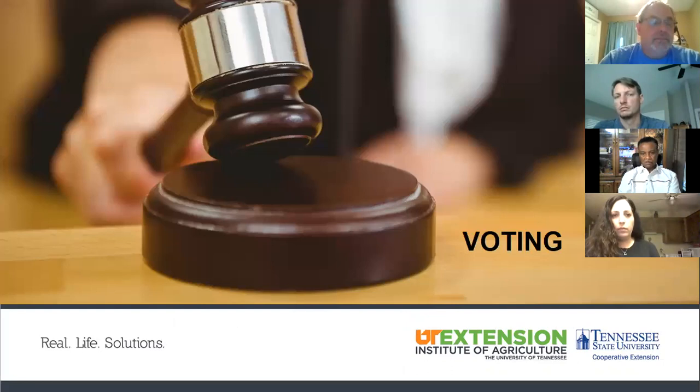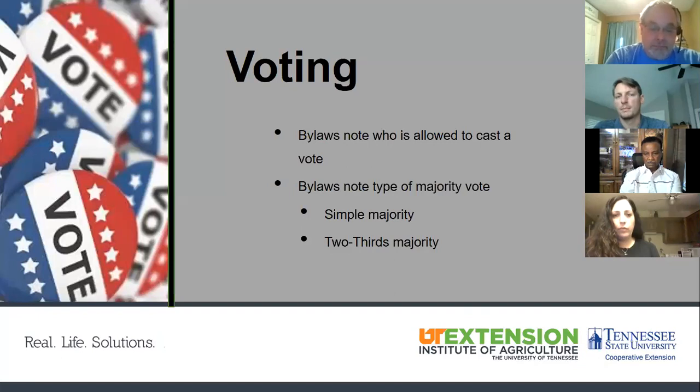Now, before we get into our motions, there's a couple of things that I want us to cover. The first one is on voting. I mentioned already that we could vote by voice and say aye or no, and we can also vote with a show of hands. So there are some different types of voting.